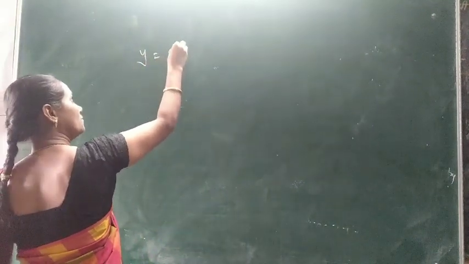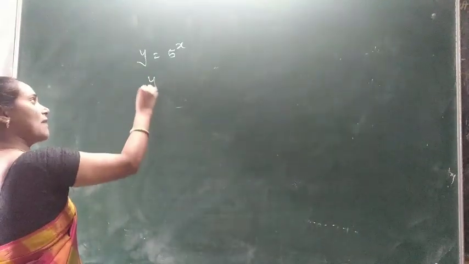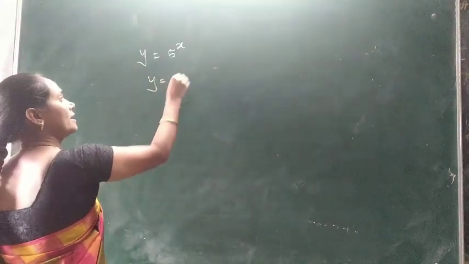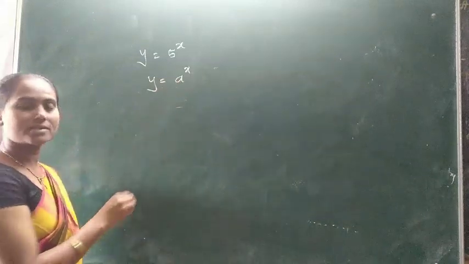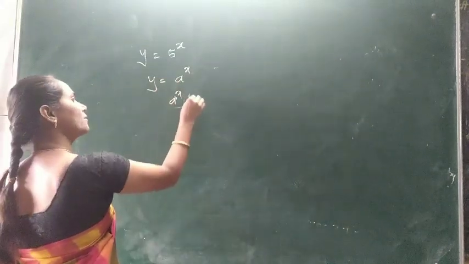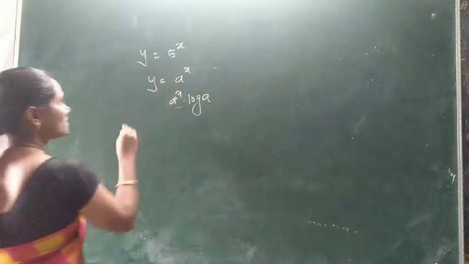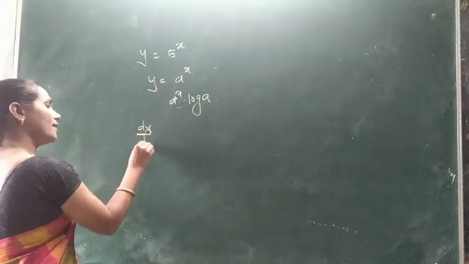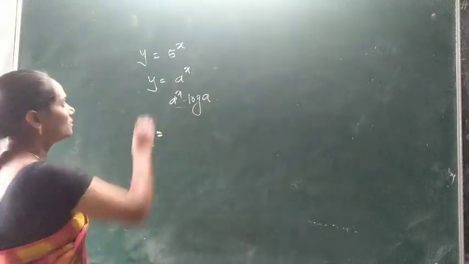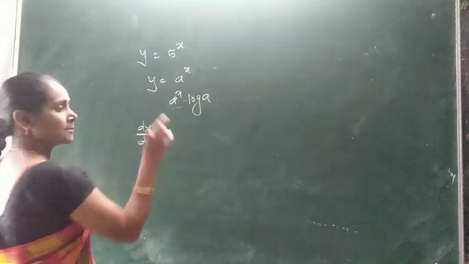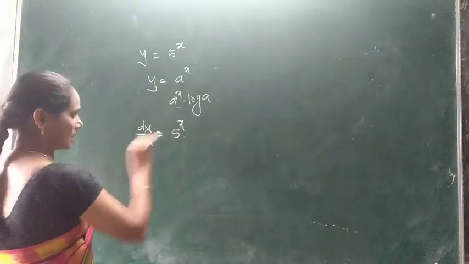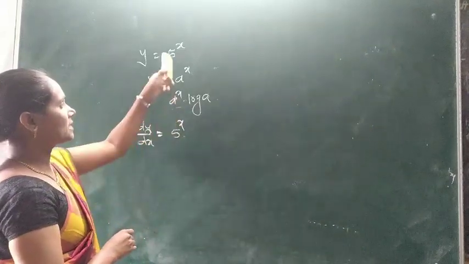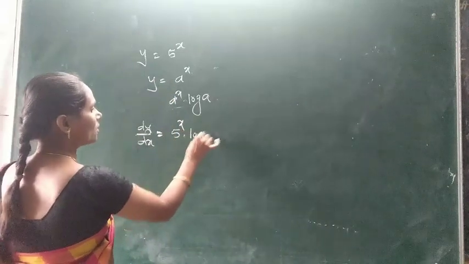Now we will take another example. y is equal to 5 raised to x. We know the derivative of exponential function, that means power function, y is equal to a raised to x. So derivative of a raised to x is a raised to x into log a. So dy upon dx is equal to, keep a raised to x, that means function as it is, 5 raised to x, into here instead of a there is 5. So 5 raised to x into log 5.